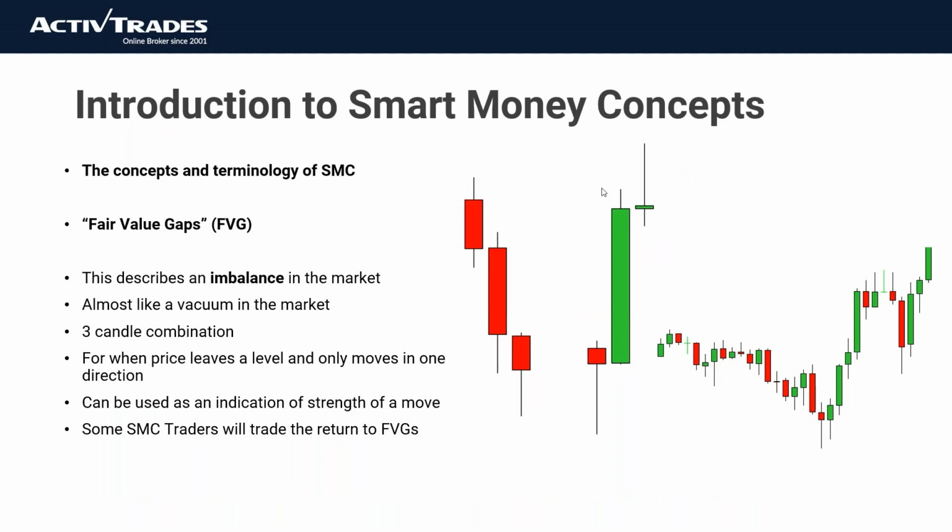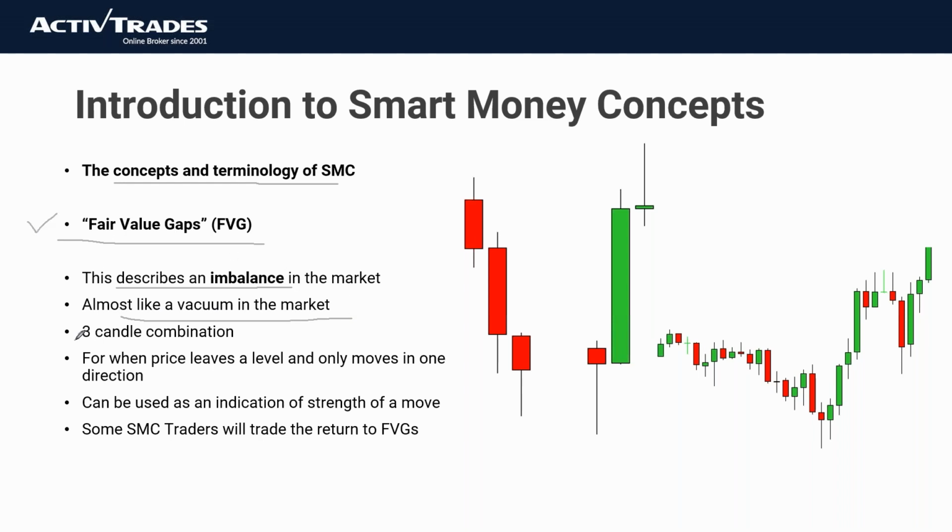Some of the other simpler concepts and terminology that you will hear SMC traders talk an awful lot about is FVG, fair value gaps. What is it? Really, all it is, is an imbalance in the market. The imbalance has created a gap. It's almost like a vacuum in the market.